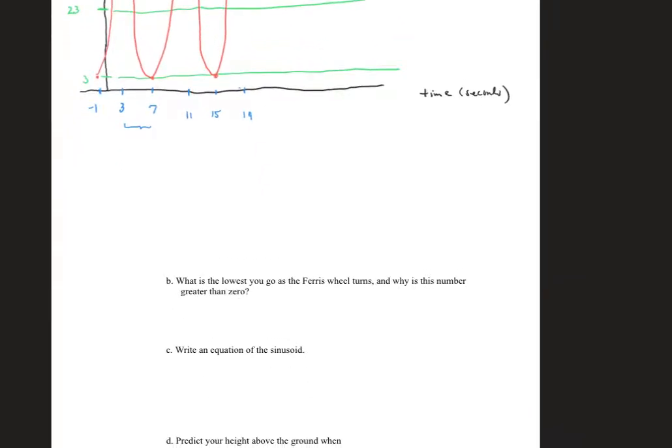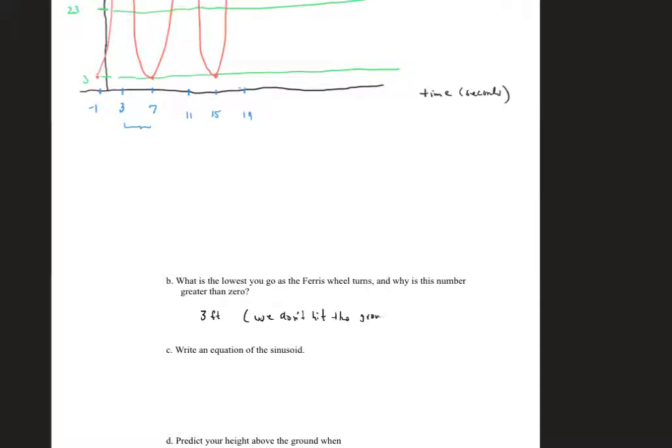Okay, part B: what is the lowest we're going to go as the Ferris wheel turns? And that is going to be 3 feet. And why is this number greater than 0? I think that's a good thing. If it wasn't, it would be a very rough ride, right? So we don't want to actually hit the ground. That's why that's got to be positive.